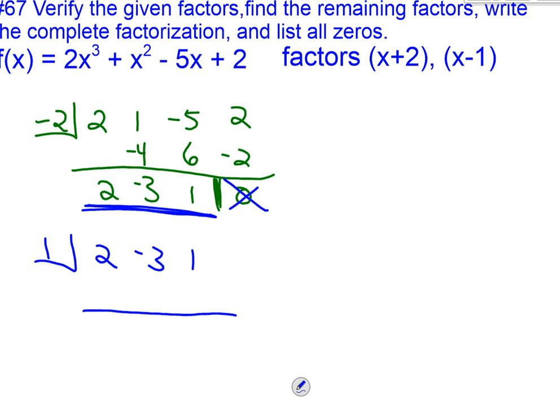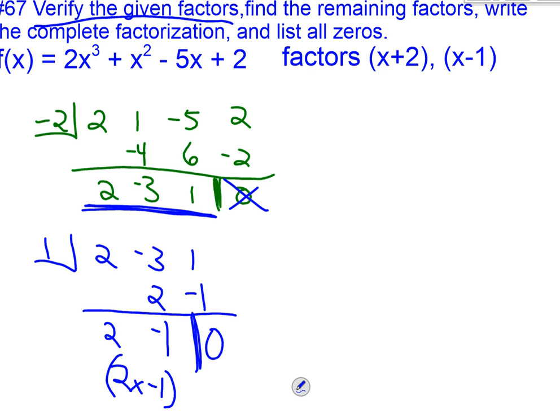Is everybody 100% clear on the fact that I want to use that quotient to do my next division? Because that's how I'm making it more and more factored. So I bring down my 2. 2 times 1 is 2. 2 minus 3 is negative 1. Negative 1 times 1 is negative 1. 0. By the way, what's that factor going to be? 2x minus 1 is the quotient of that, and so that's going to be my factor.